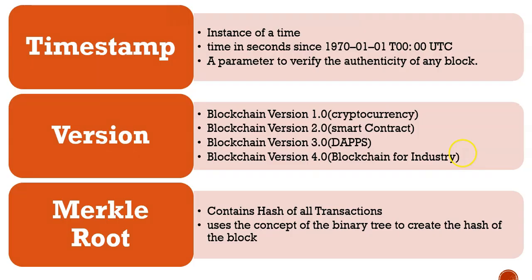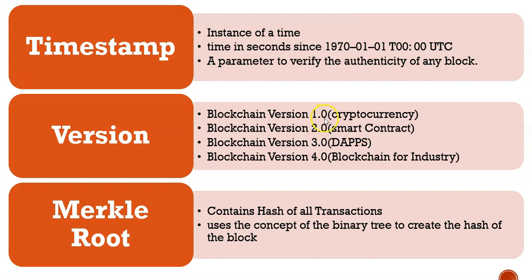So what is a timestamp? Timestamp is an instance of a time. The time will be mentioned only in seconds. The time will be calculated since 1st January 1970, which is called the epoch time. When you want to verify a particular block, whether that block is a valid block or not, we will check the timestamp.